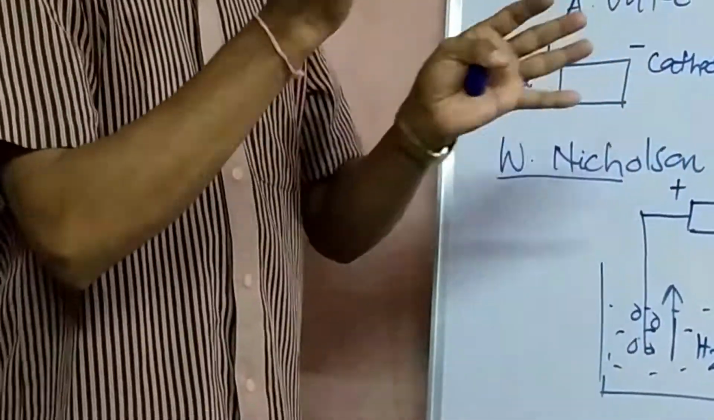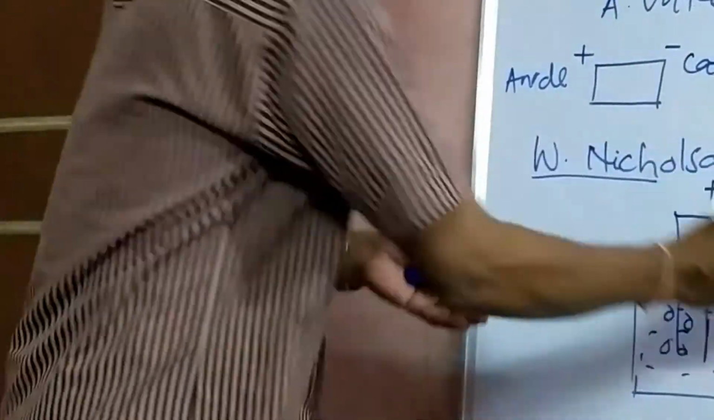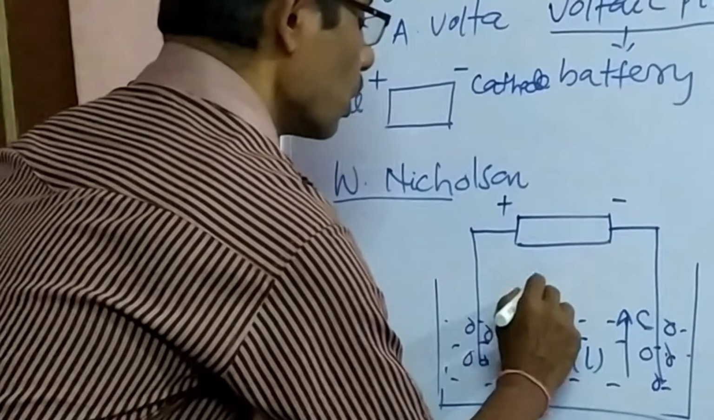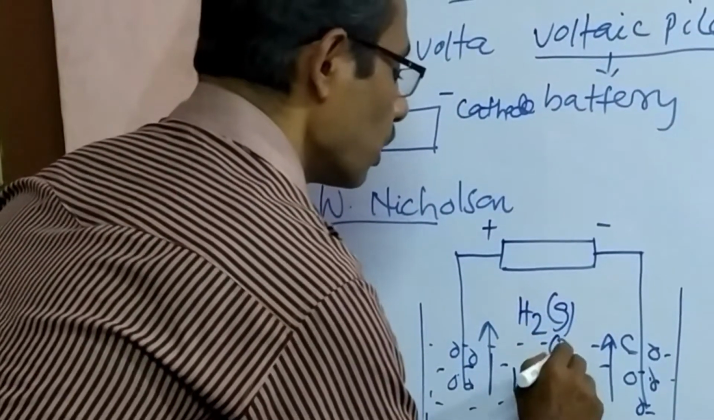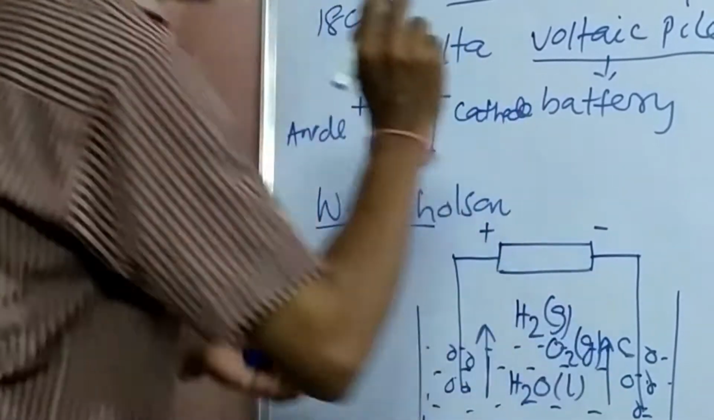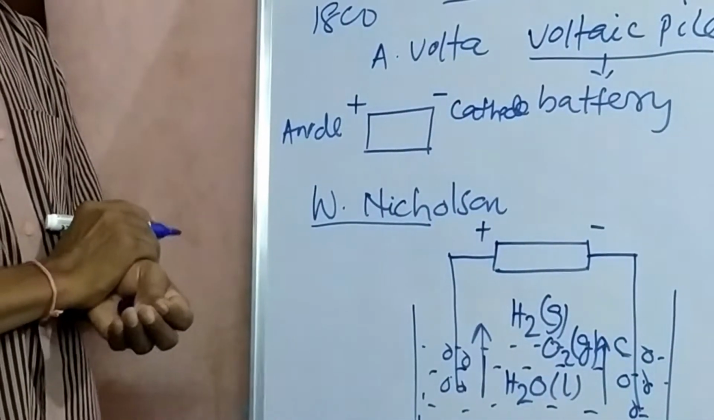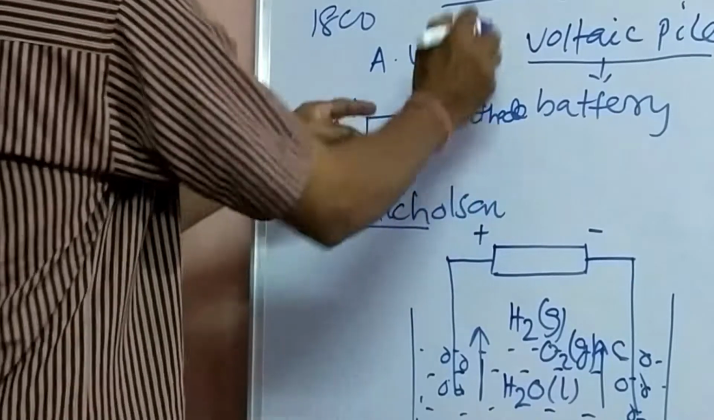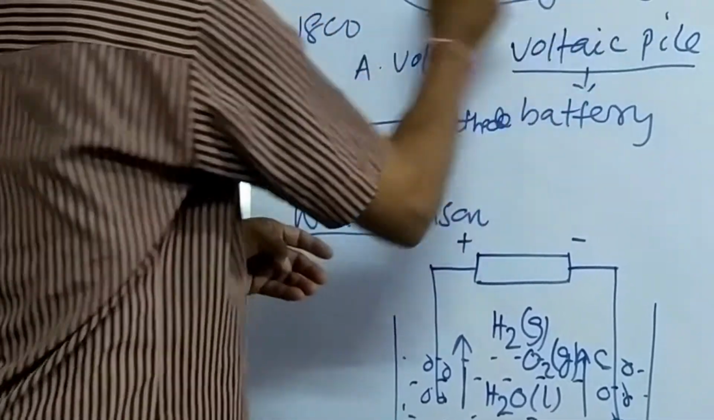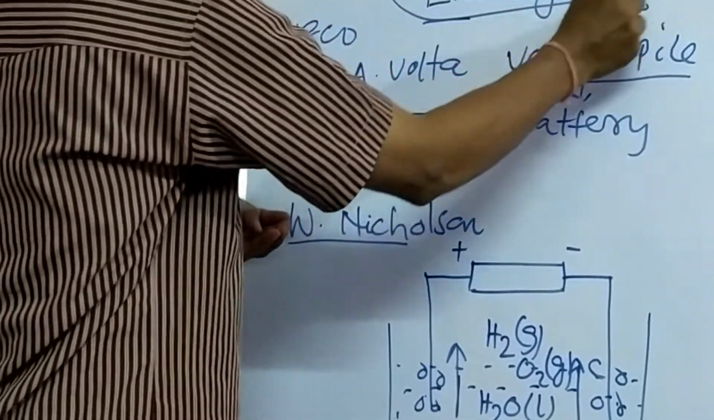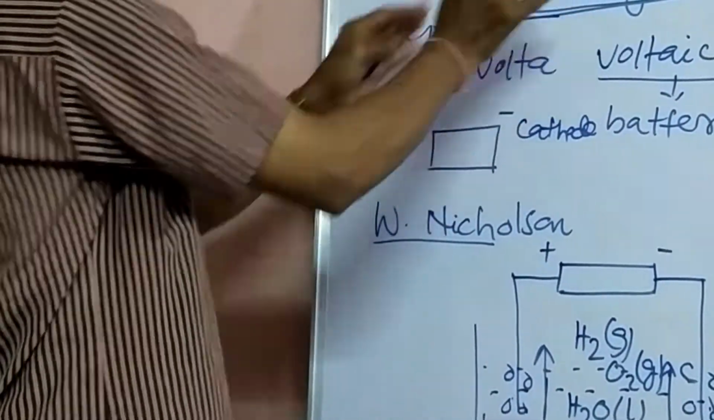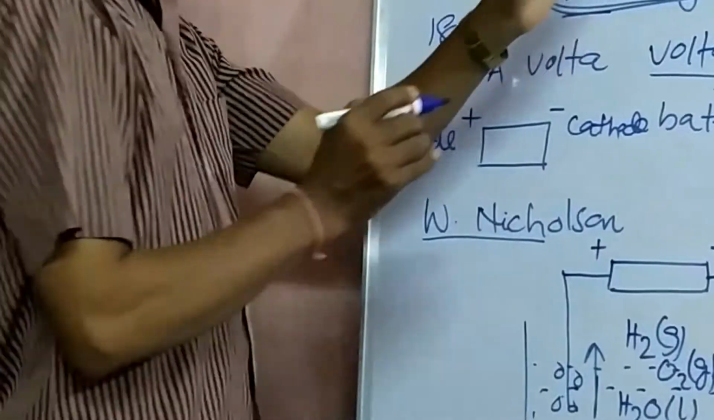And after the experiment, they found that these two gases are nothing but hydrogen gas and oxygen gas, right? Now the term came, electrolysis, right? What is the term? Have a look into it critically here.